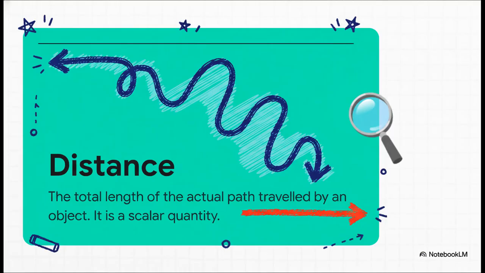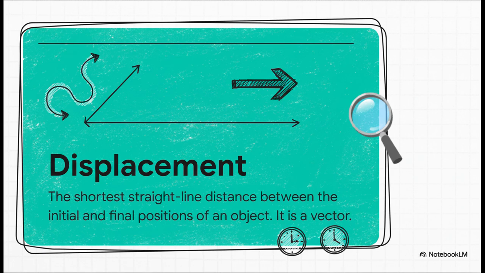First up, we've got distance. Now, I want you to think of this as the scenic route. It's the total ground you covered. Every single step, every turn, every meter. It's literally the number your car's odometer adds up. It only cares about how much, not which way. That's what makes it a scalar quantity. It's just a number.